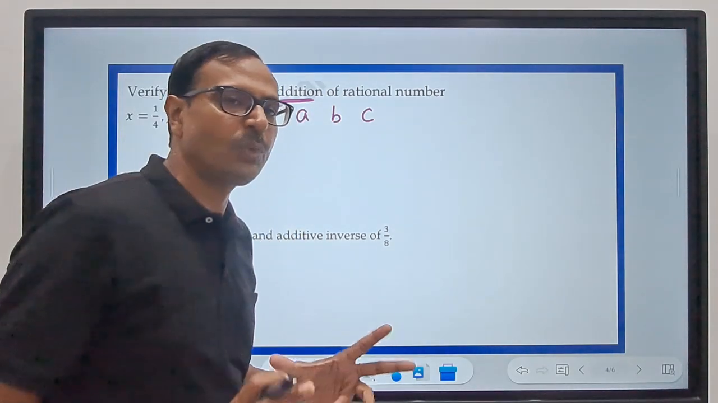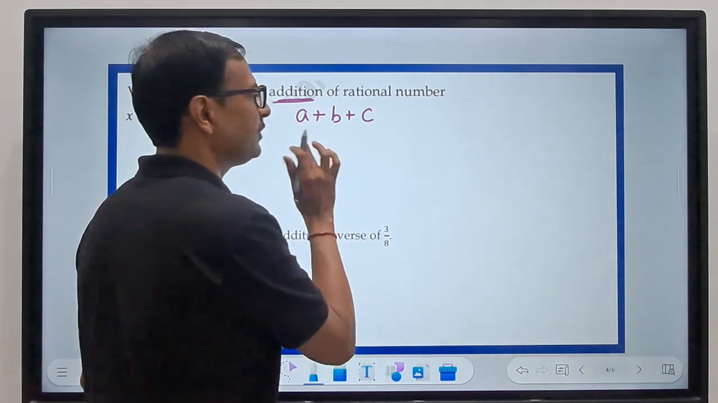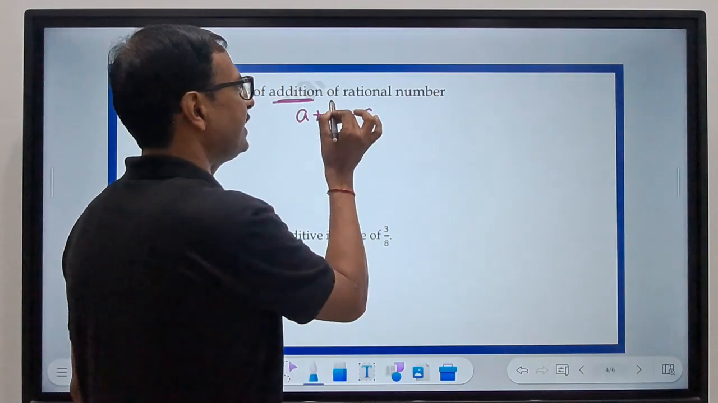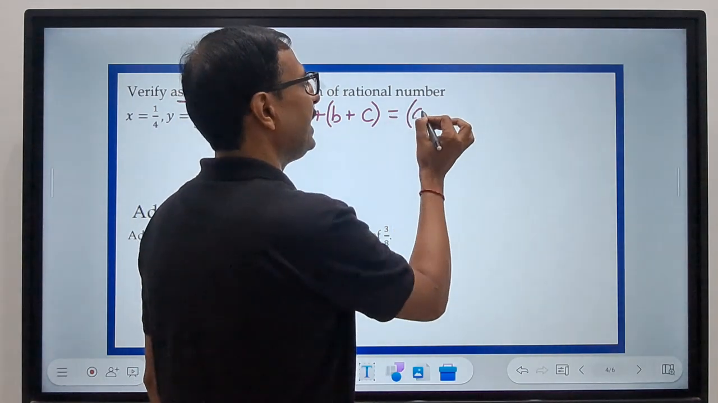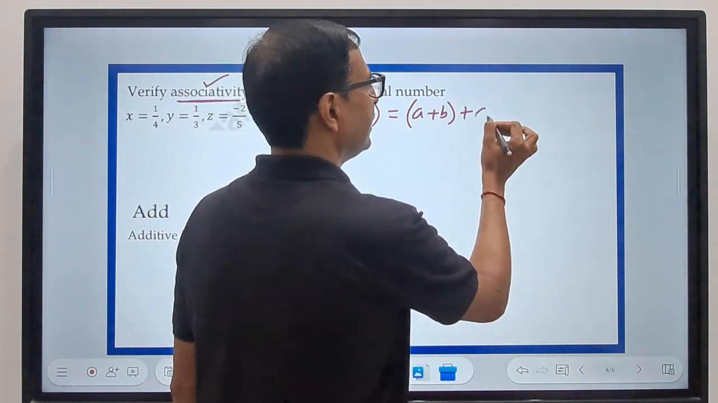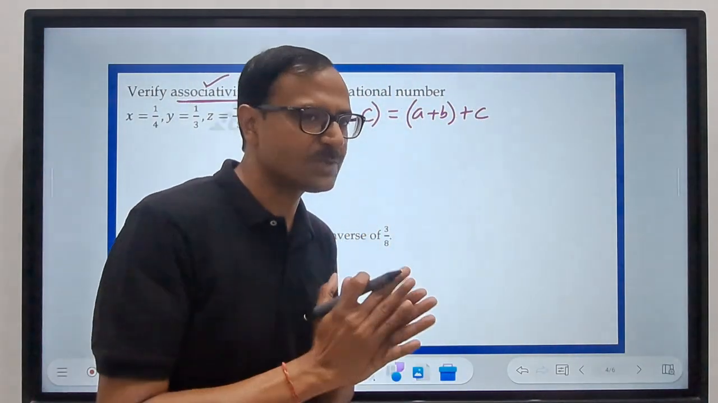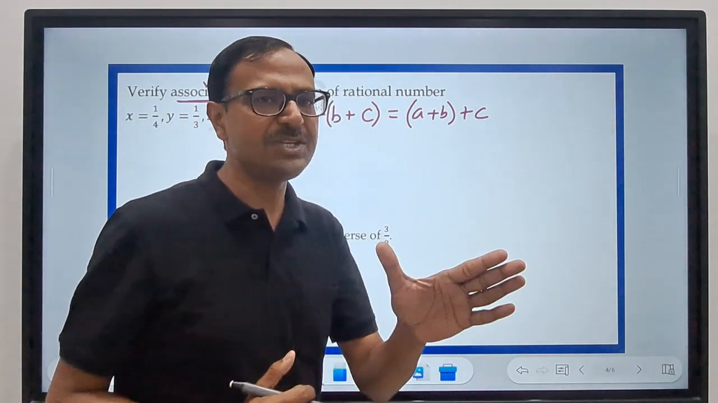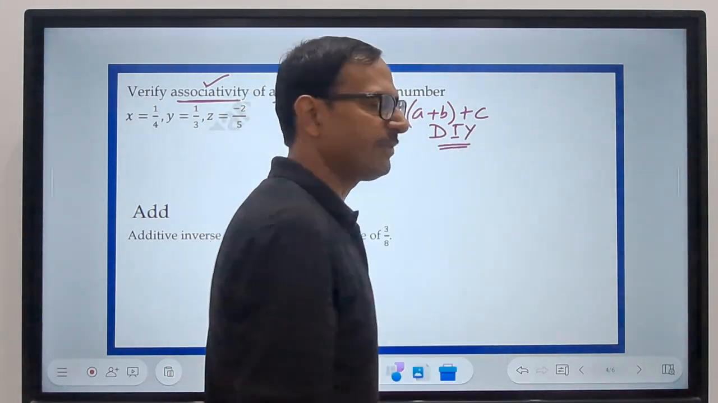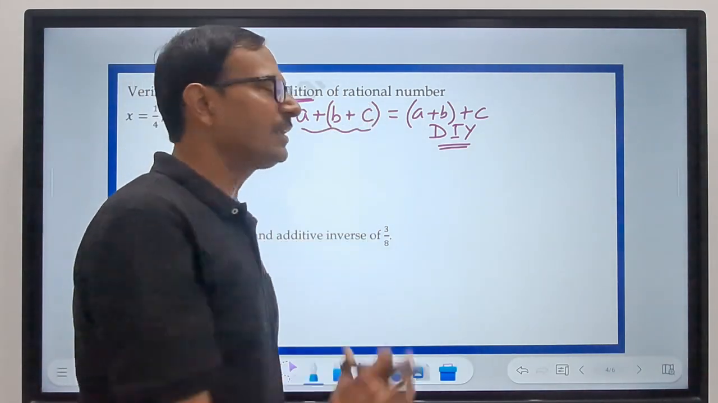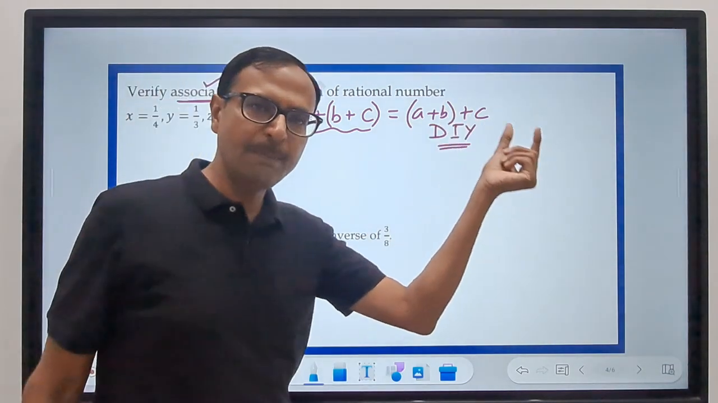Whenever you have to verify this, first thing is you will be putting plus signs between the three numbers, and then put B plus C in the bracket, and likewise put A plus B in the bracket and take C outside. If you do this and this, your result has to be the same, and that is what is called associativity of addition. So I'll do this part and I'll leave this part for you as DIY. Do it yourself so that you can verify that whatever answer I get doing A plus (B plus C), you get the same thing by doing (A plus B) plus C.